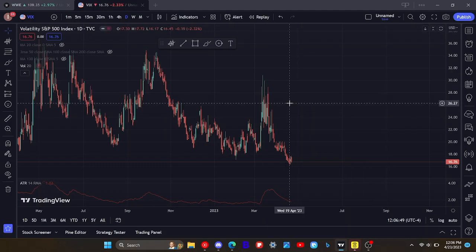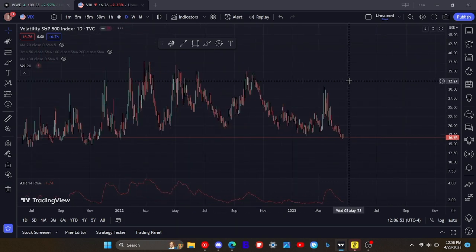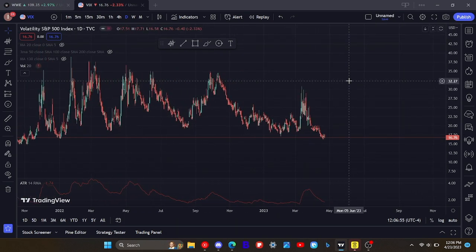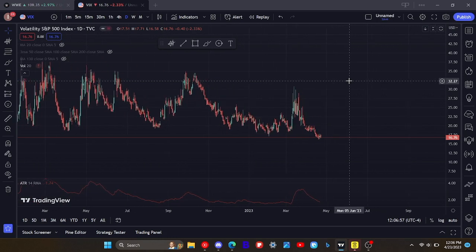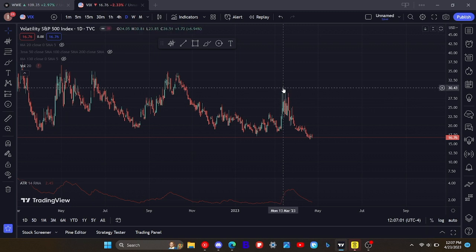The mystery of the VIX. The VIX is also known as the volatility index. To put it simply, the lower the VIX, the lower the volatility in SPY. The higher it is, you'll find moves in SPY more erratic.